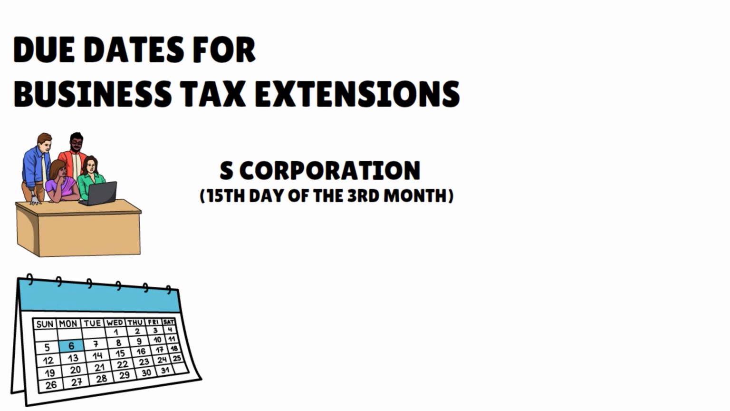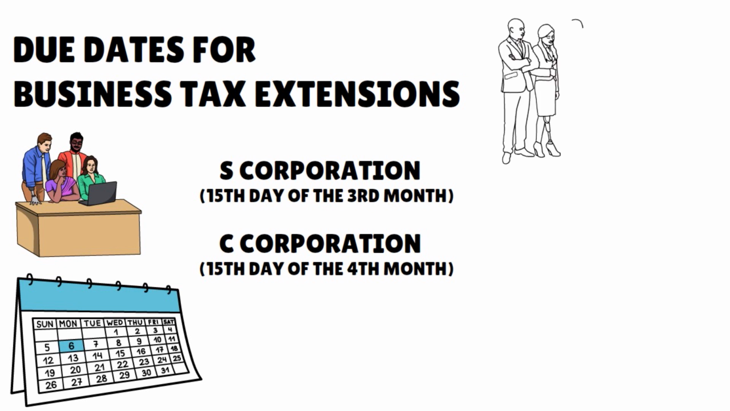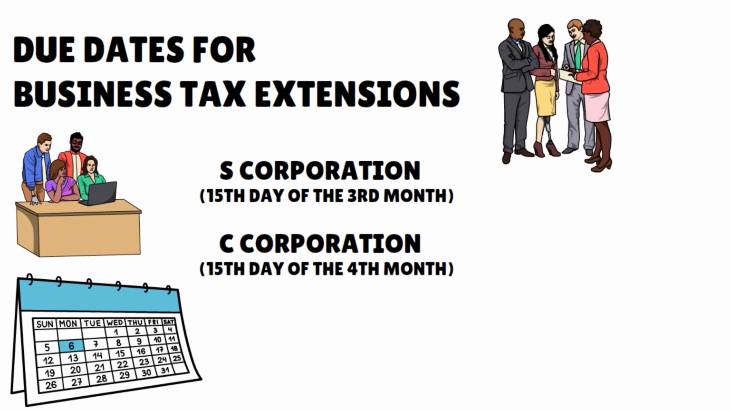And if, on the other hand, your business is a C corporation, then the extension is due by the 15th day of the fourth month after the end of your tax year. Another example, very simple. If your C corporation is a calendar year taxpayer with, say, a December 31st year end, you must file a 2020 tax return or extension request by April 15th, 2021. So that's the due dates for corporations, right?